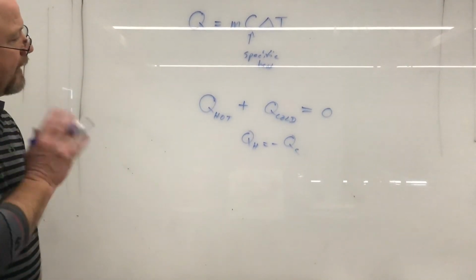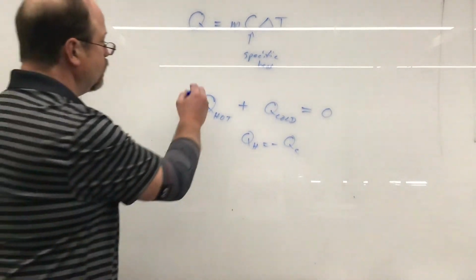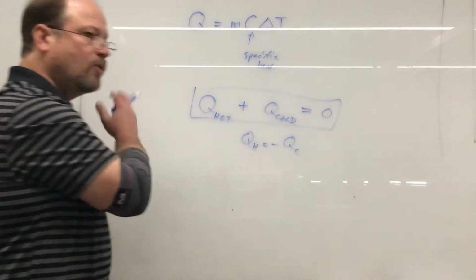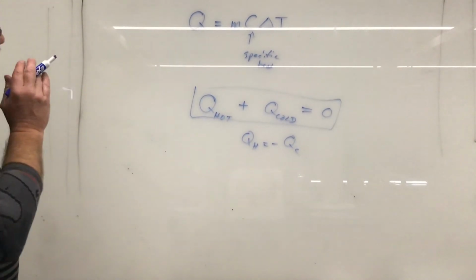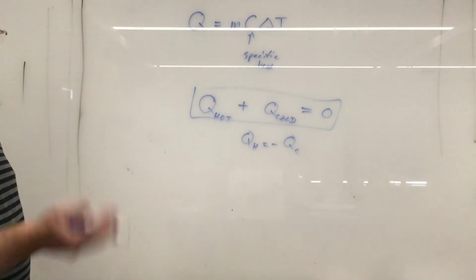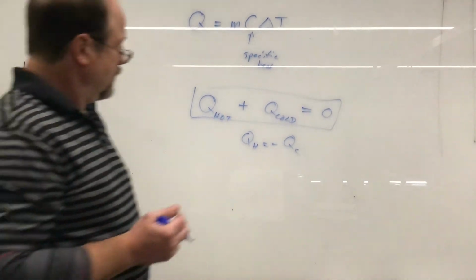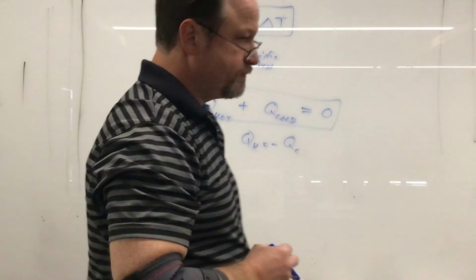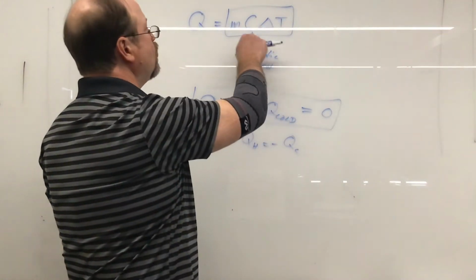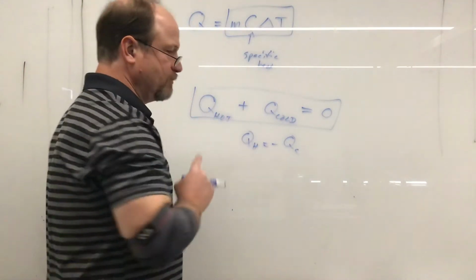Okay, but anyway, I like this form because then if we have more than two objects, we just add them all together. We have to decide which ones are losing energy, which ones are gaining energy. But if we add them all up, we will get a total of zero. And each one of them is going to have this type of formula here. Now, it's not quite that simple. As long as they're not changing phase, that's going to be their formula.